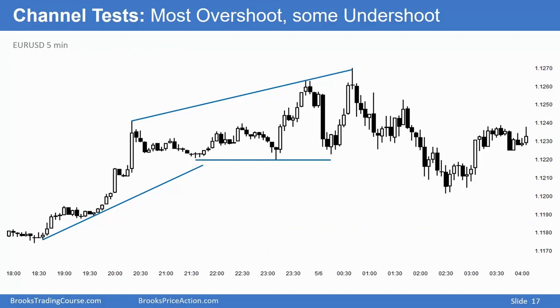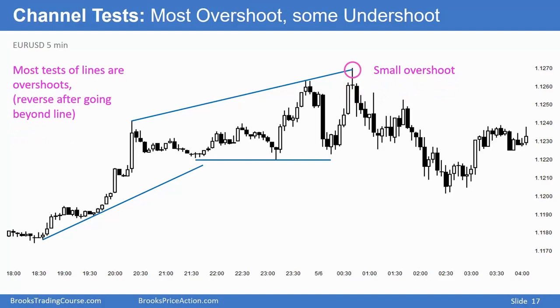This is the euro versus the dollar, a 5-minute chart. Most of the time, when the market tests a line, it goes a little bit above or a lot above before it reverses down. And this high went slightly above that line. That's called an overshoot.